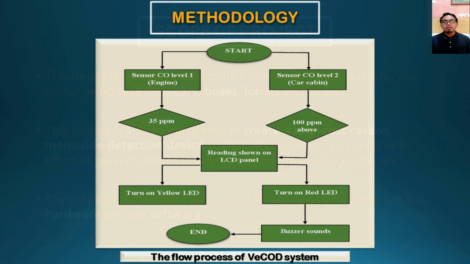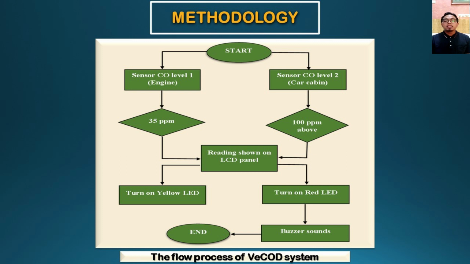Flow process for the vehicle system. There are two sensors in this system. Sensor 1 will be placed at the connection between the exhaust duct and the engine. The second sensor will be placed in the car cabin. When the CO sensor detects CO gas according to the predetermined reading, the reading will be shown on the LCD.